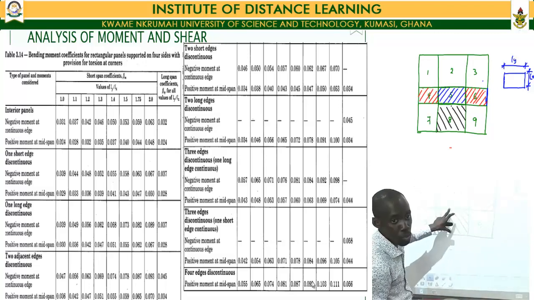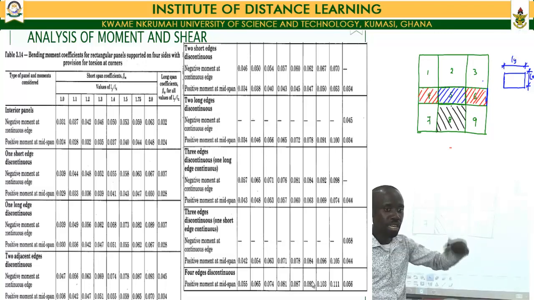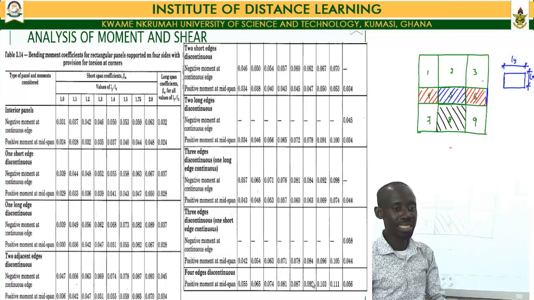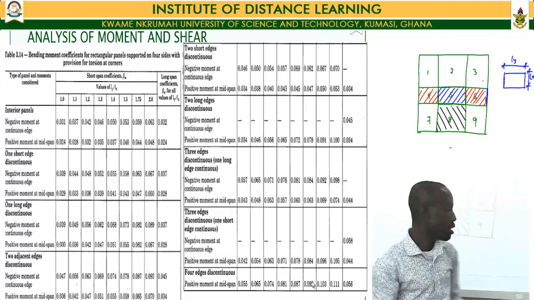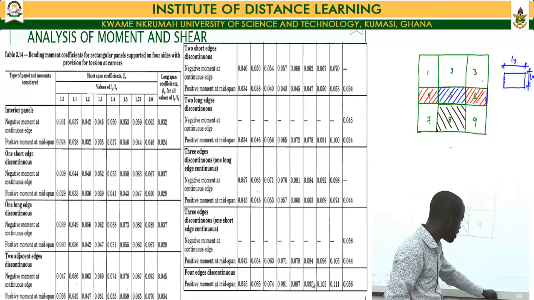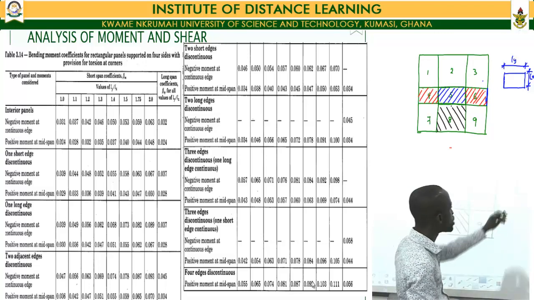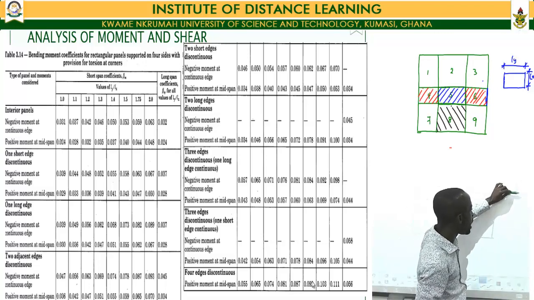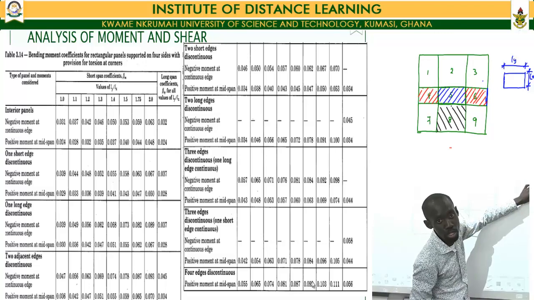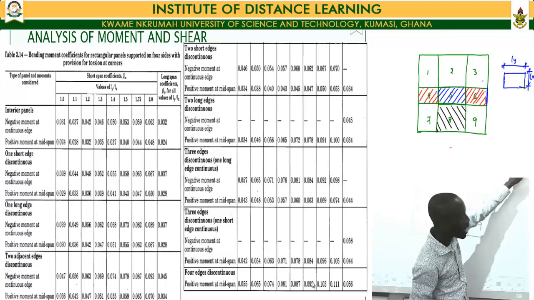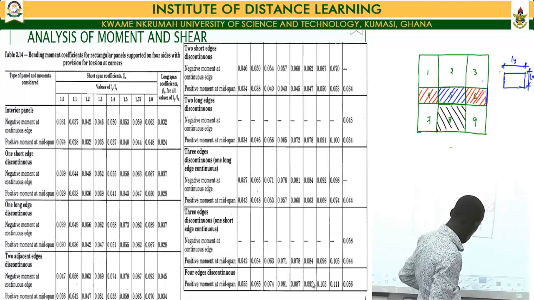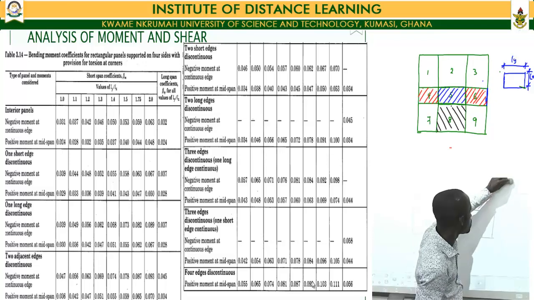Now from the one long edge discontinuous, we move on to the next rule, which talks about two adjacent edges being discontinuous. If we talk about a panel with two adjacent edges being discontinuous, it means that it has one of its long edges and one of its short ends being discontinuous. It has one long edge and one short edge being discontinuous.